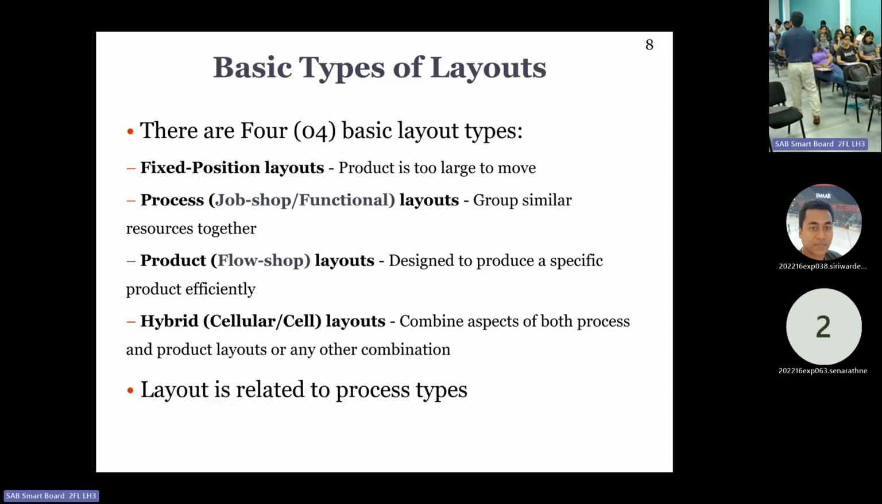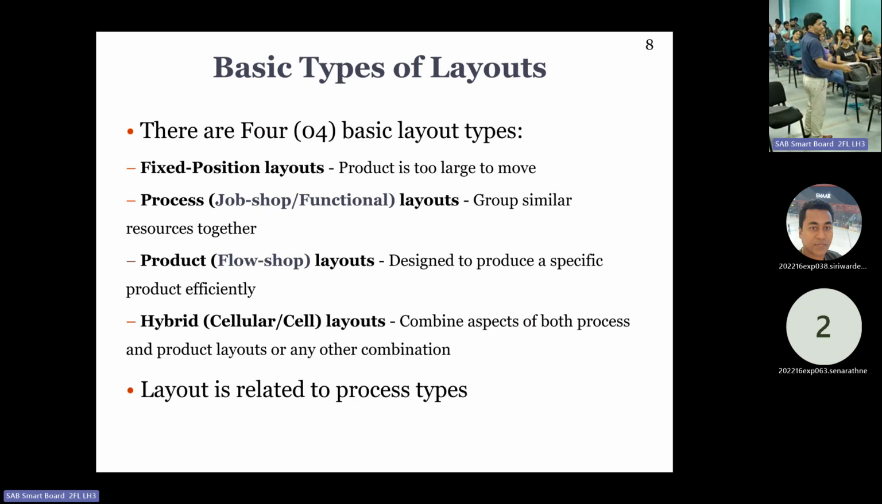With that introduction, now let's see what layout types are available for operations purposes and how they are different from each other. For operational purposes, we identify these main four layout types for manufacturing firms. How many? Again, four. Earlier, what did we study? Process types. They are different from layout types. They are related, but they are different.